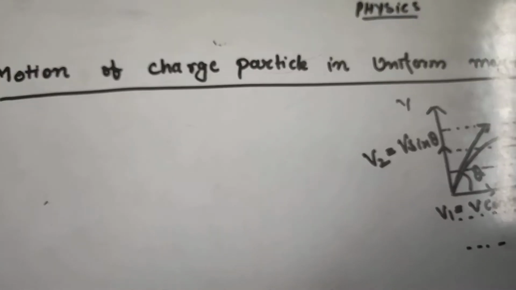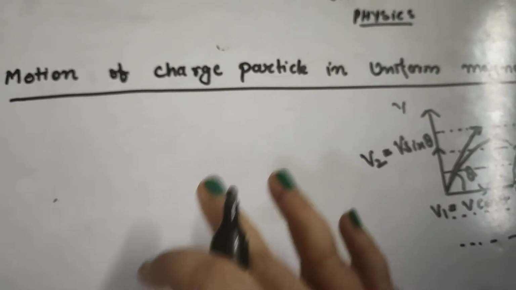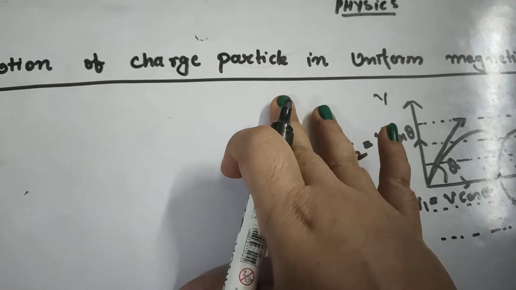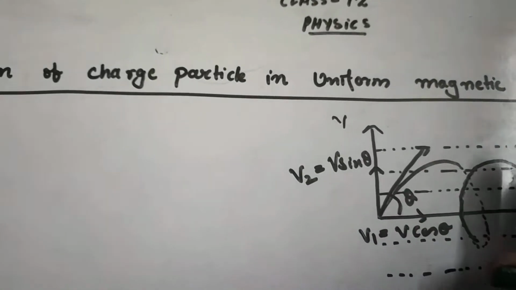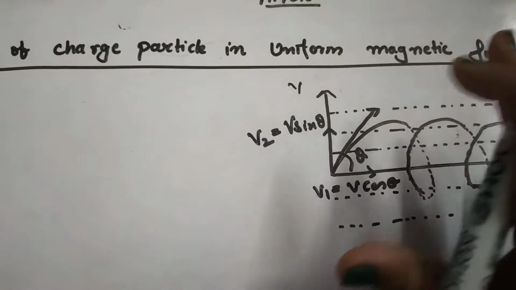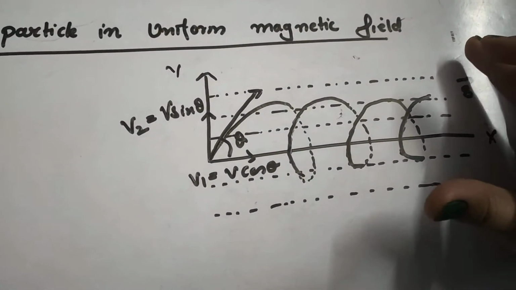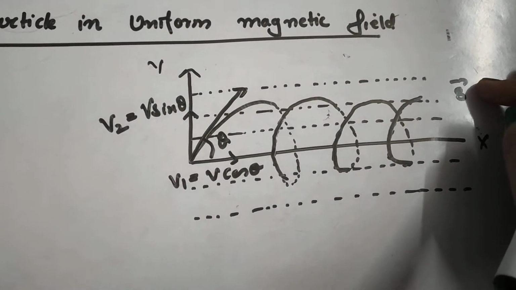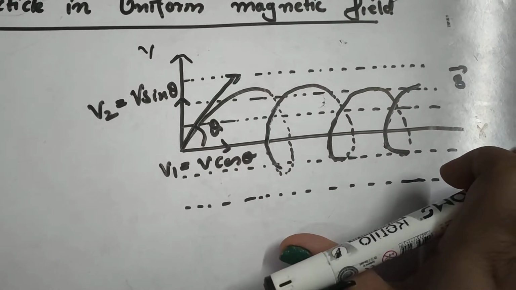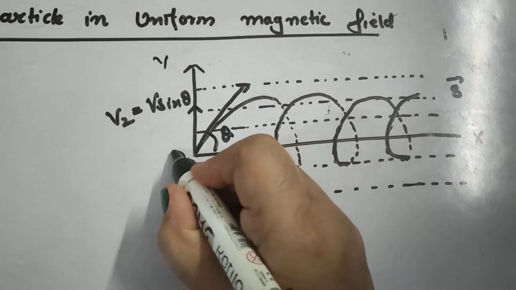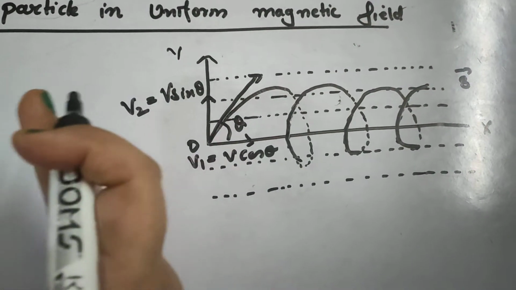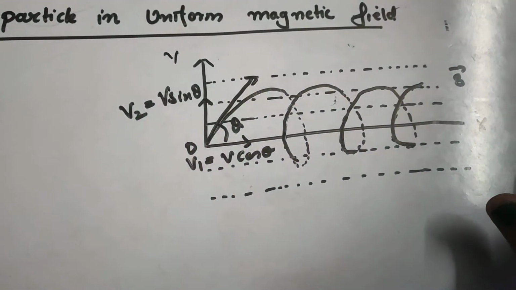Dear students, let us now discuss how the motion of charged particles in a uniform magnetic field takes place. For this, let us consider B is a uniform magnetic field along the direction OX. This is OX in the plane of paper. In the plane of paper means like in this direction.